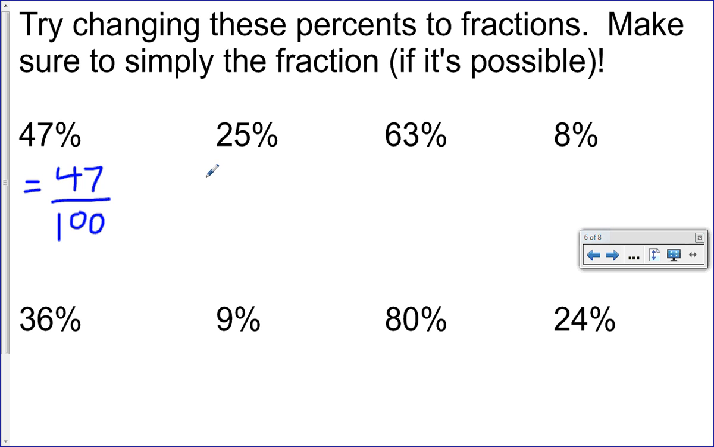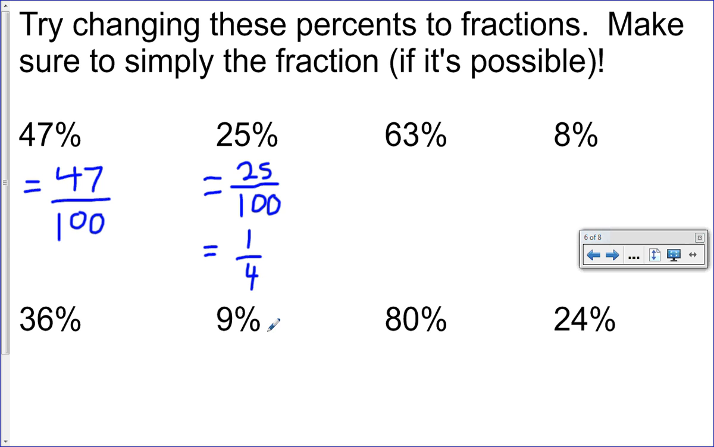I'm also going to try 25%, and again, just using my percent as my numerator gives me 25 over 100. But am I done? Oh no. I notice that I can divide both the top and the bottom by 25. So I can reduce this fraction all the way down to 1 over 4.